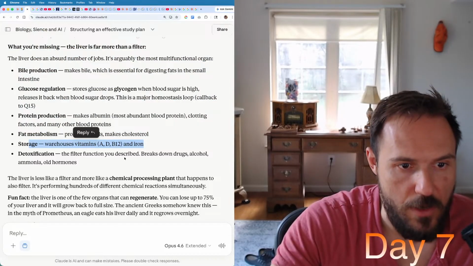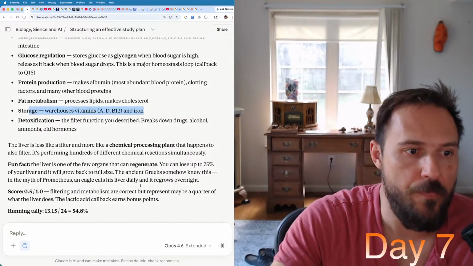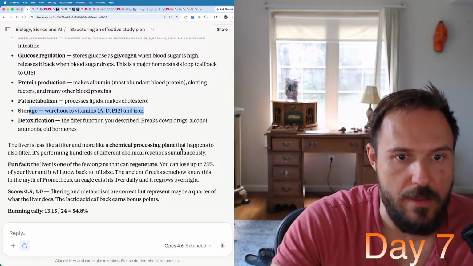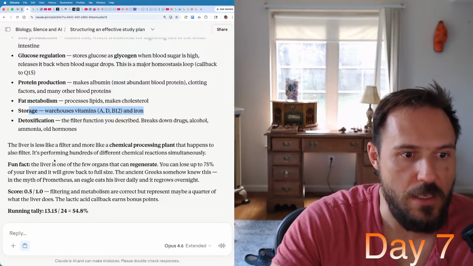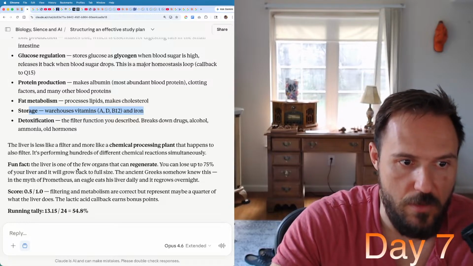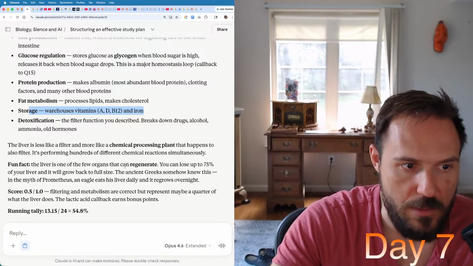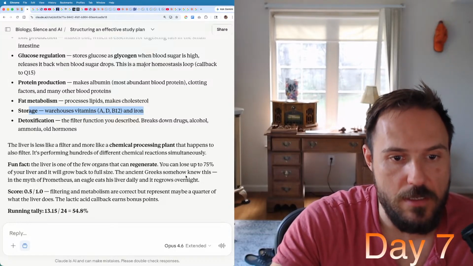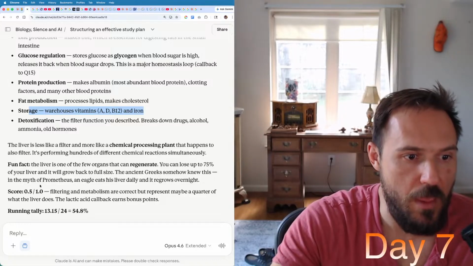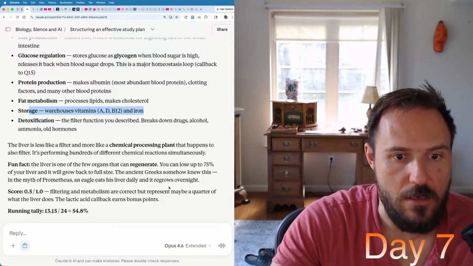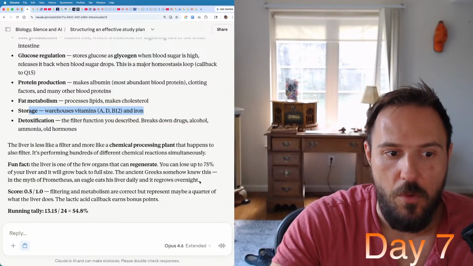Detoxification. The filter function you described breaks down drugs, alcohol. The liver is less like a filter and more like a chemical processing plant that happens to also filter. It's performing hundreds of different chemical reactions simultaneously. Fun fact, the liver is one of the few organs that can regenerate. You can lose up to 70% of your liver and it will grow back in full. Wow. The ancient Greeks somehow knew this in the myth of Prometheus. An eagle eats his liver daily and it regrows overnight. Oh wow.